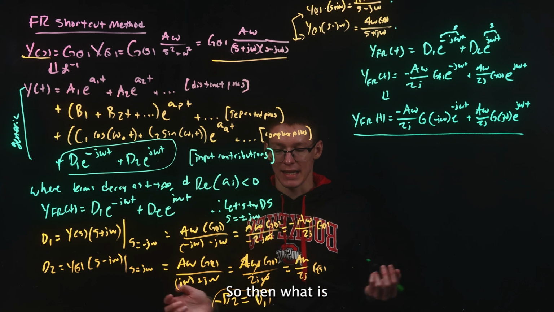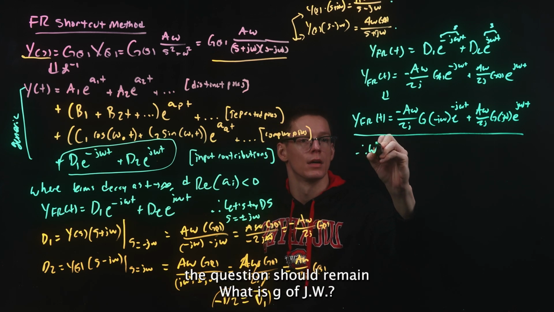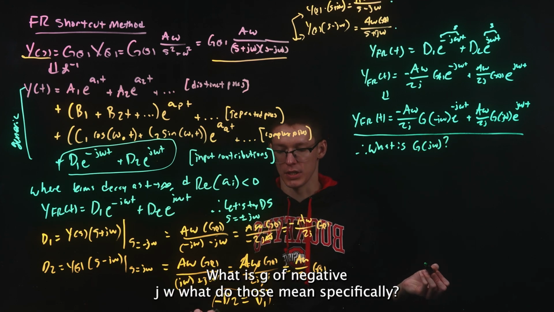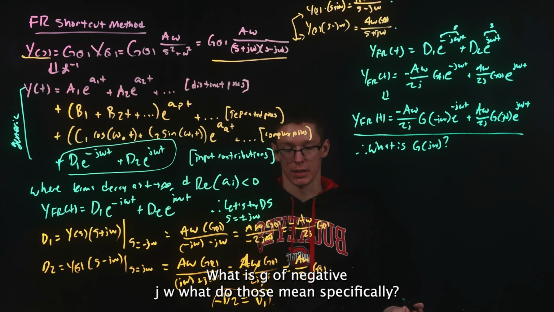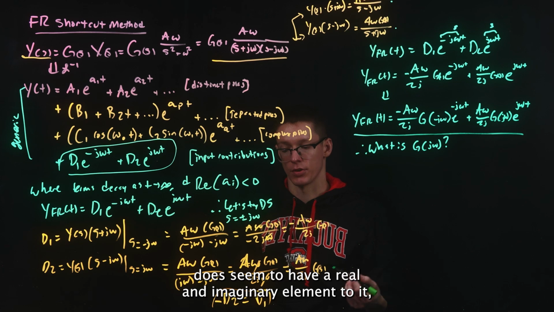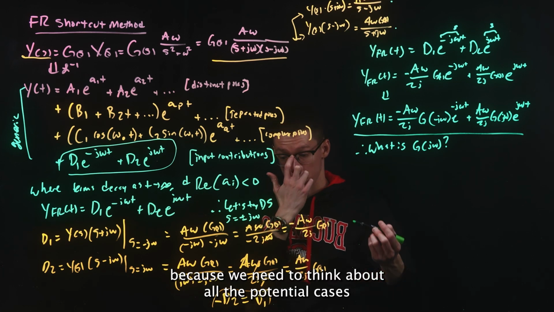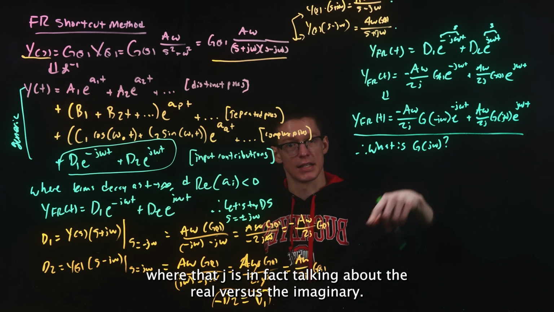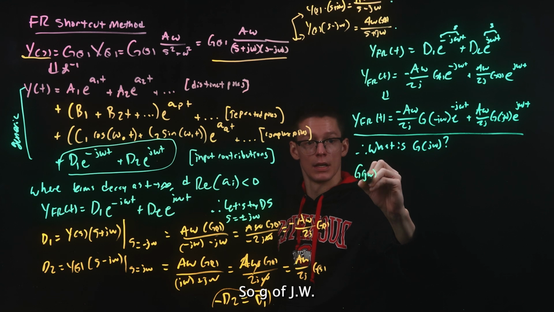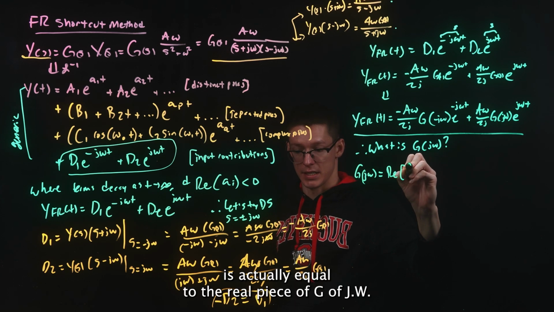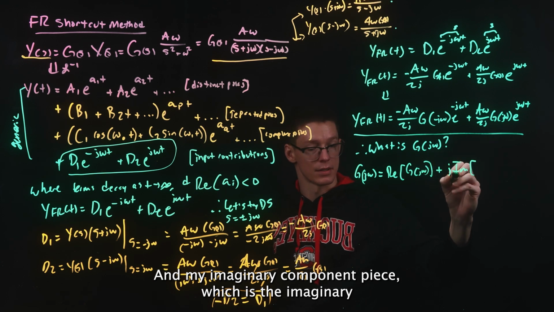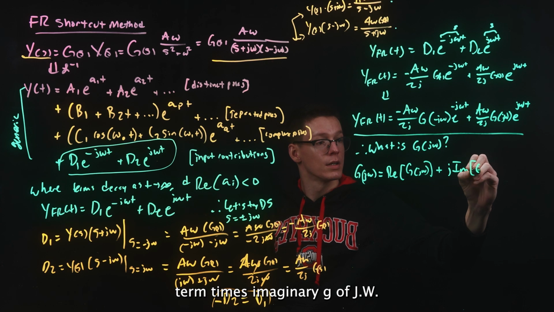So then the question should remain, what is G of JW? What is G of negative JW? What do those mean specifically? Well, the G term of our transfer function does need to have a real and imaginary element to it, because we need to think about all the potential cases where that J is in fact talking about the real versus the imaginary. So G of JW is actually equal to the real piece of G of JW plus the imaginary term times the imaginary component of G of JW.